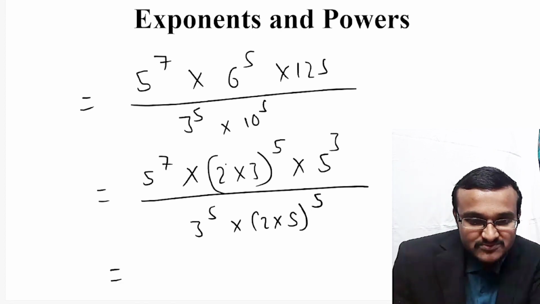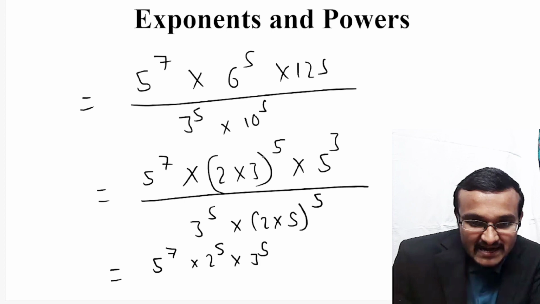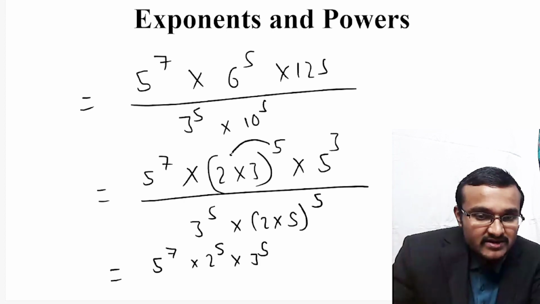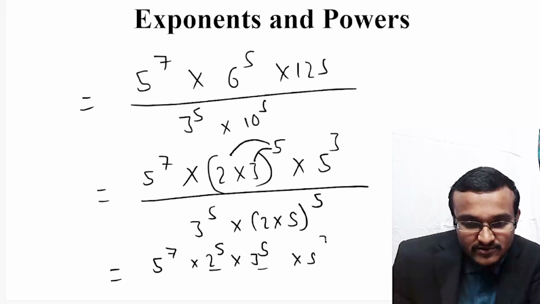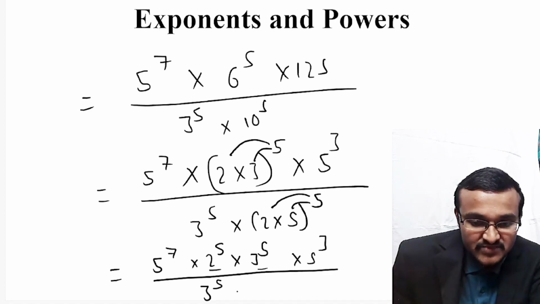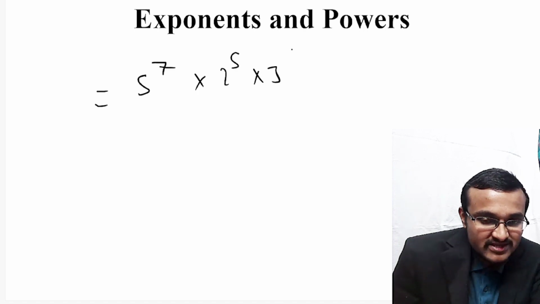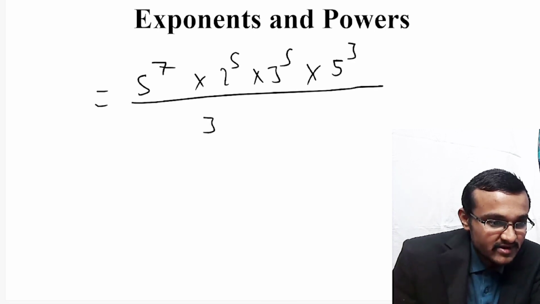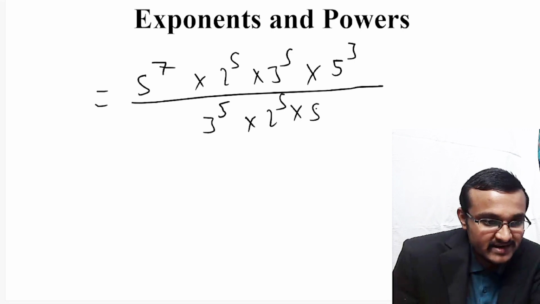Now you can take this value. So 5 power 7 into 2 power 5 into 3 power 5. I am just putting the whole power for both the numbers inside the brackets, for 2 and 3. So it will become 2 power 5, 3 power 5 into 5 power 3 divided by 3 power 5. Here also the power 5 applies for both 2 and 5. So it will become 2 power 5 into 5 power 5. So the answer you are getting here is 5 power 7 into 2 power 5 into 3 power 5 into 5 power 3 divided by 3 power 5 into 2 power 5 into 5 power 5.